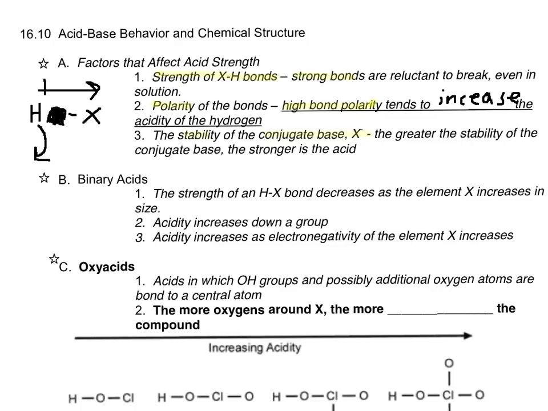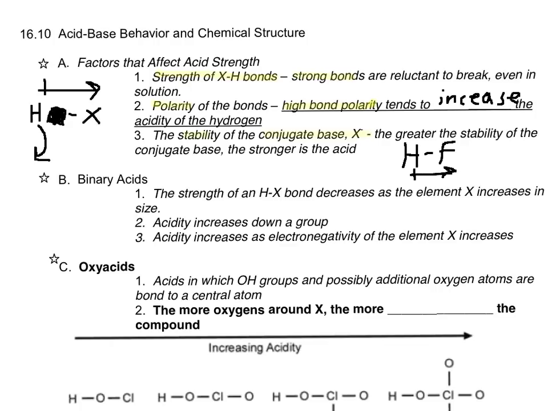Now usually the strength of an acid occurs as a combination of all three of these things. And so you can have something that has a strong bond but also a highly polar bond, and you'll end up with an acid that's not that strong as a result. HF is a really good example of that. It's a very polar bond, but it's also really strong. And so even though it's polar, you end up with a weak acid because of the high strength of that bond.